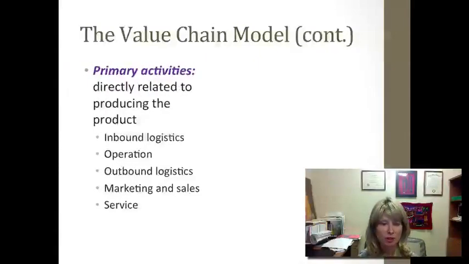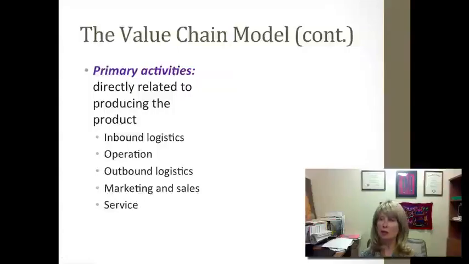Okay, so in a value chain, you have the inbound logistics. That means how all the things are getting in as input. So inbound logistics might be raw materials, for example, in the hamburger case. Operations is the actual production of it and the process that it goes through. And the outbound logistics would be the actual hamburger.